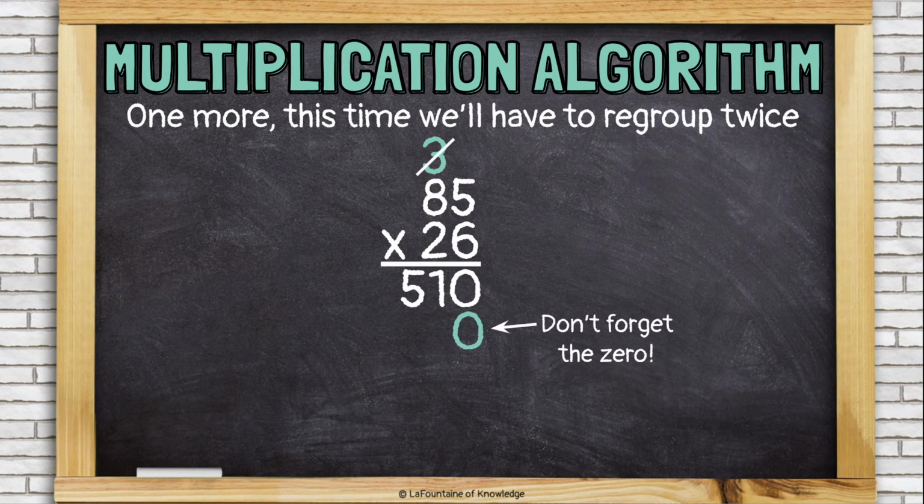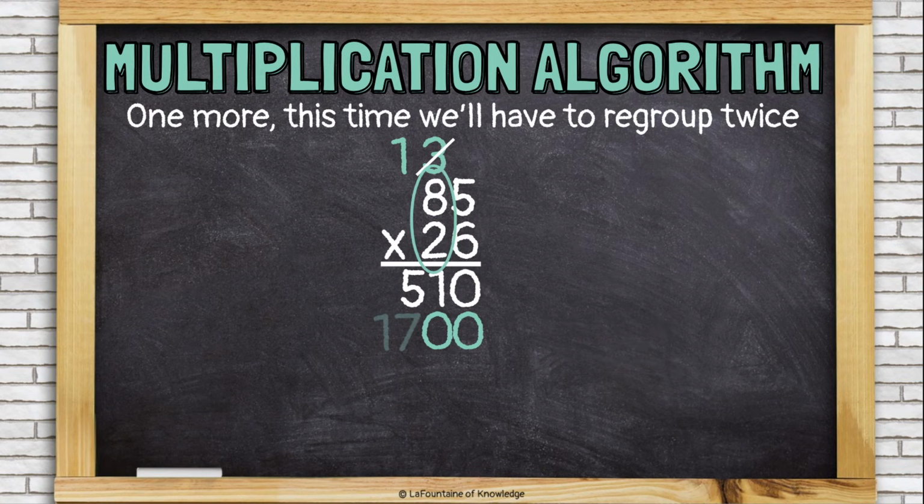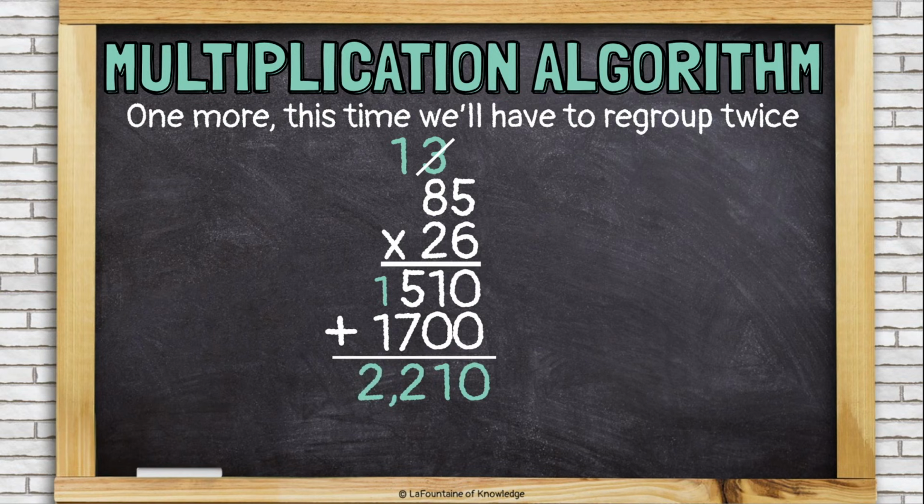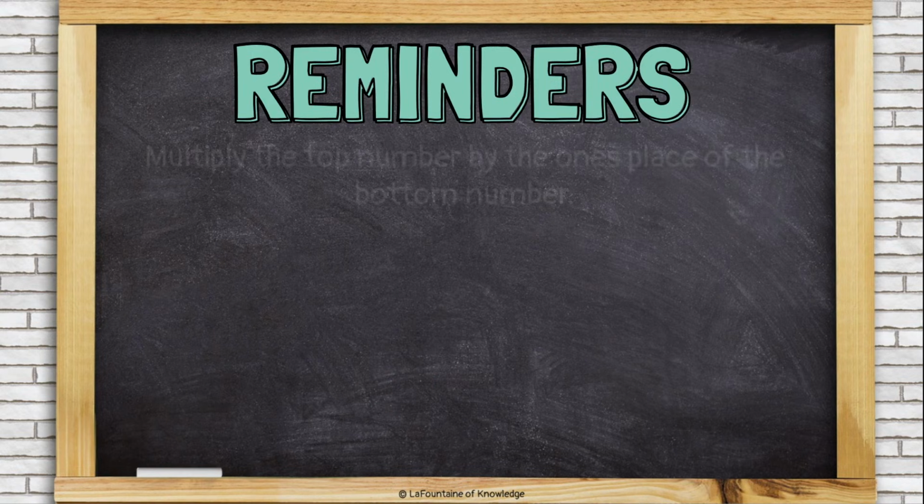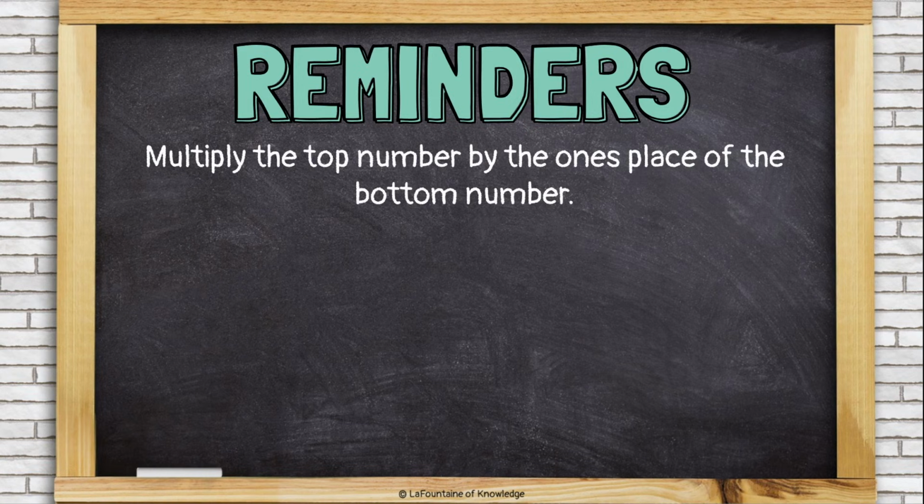And now we're ready to multiply 85 times 2 and put it right next to that 0. So 2 times 5 is 10. Here I have to regroup again. I put down the 0 and I carry the 1. And you can see why I crossed off the 3 because I didn't want to get confused. 2 times 8 is 16, plus 1 is 17. And then I just add them together. 2,210.